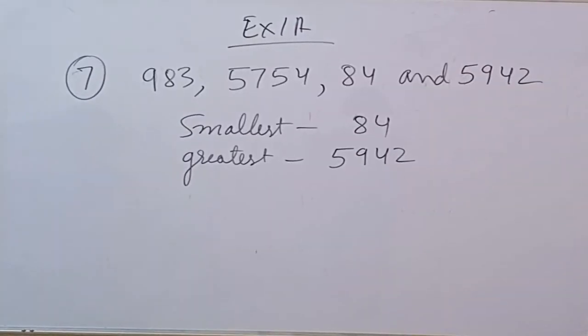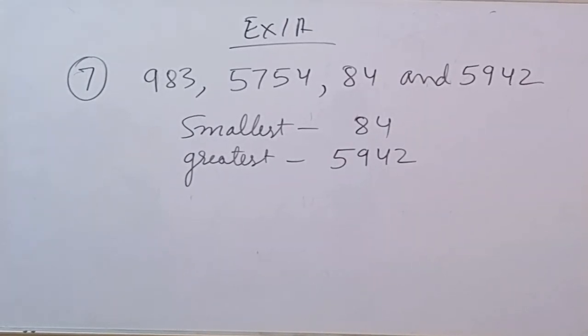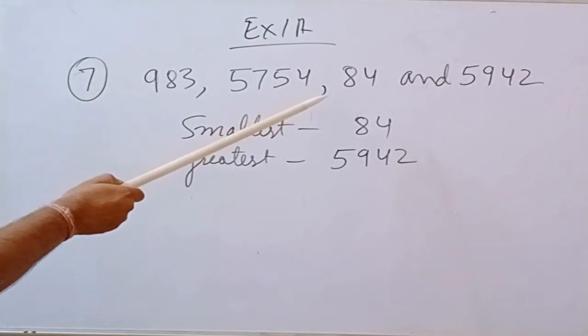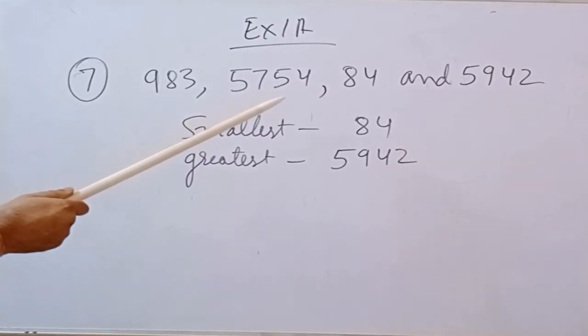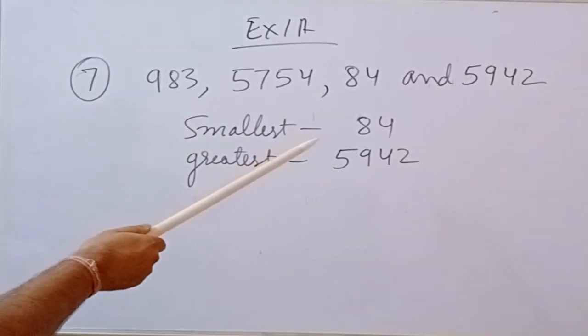So your answer is 45427. Children, I am taking the next question, that is question number 7. Here we have the numbers 983, 5754, 84 and 5942, and we have to find which number is smallest and which is greatest. What I told you earlier, whenever we have to find out the smallest or the greatest number, first we have to count the number of digits. Here we see 84 has the least number of digits, that is 2. So that will be the smallest one.